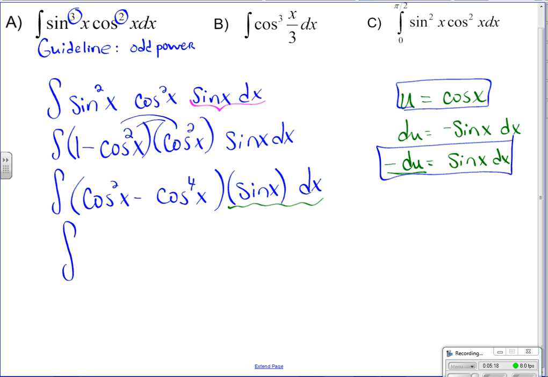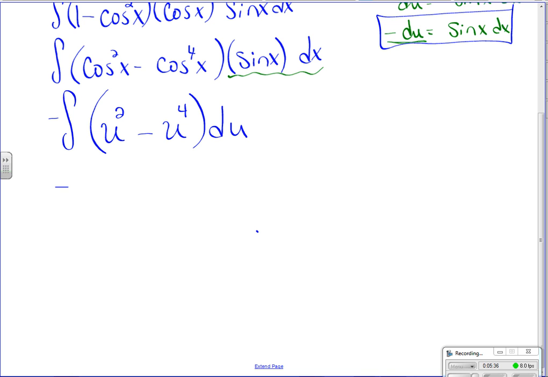So this will give us the integral. Cosine squared will be u squared. Cosine to the fourth will be u to the fourth. Sine x dx is getting replaced with negative du. I'm going to put my negative sign out front. And now, look how cool this is. We are left with something that's not all that difficult to integrate: u to the third divided by 3 minus u to the fifth divided by 5 plus c.